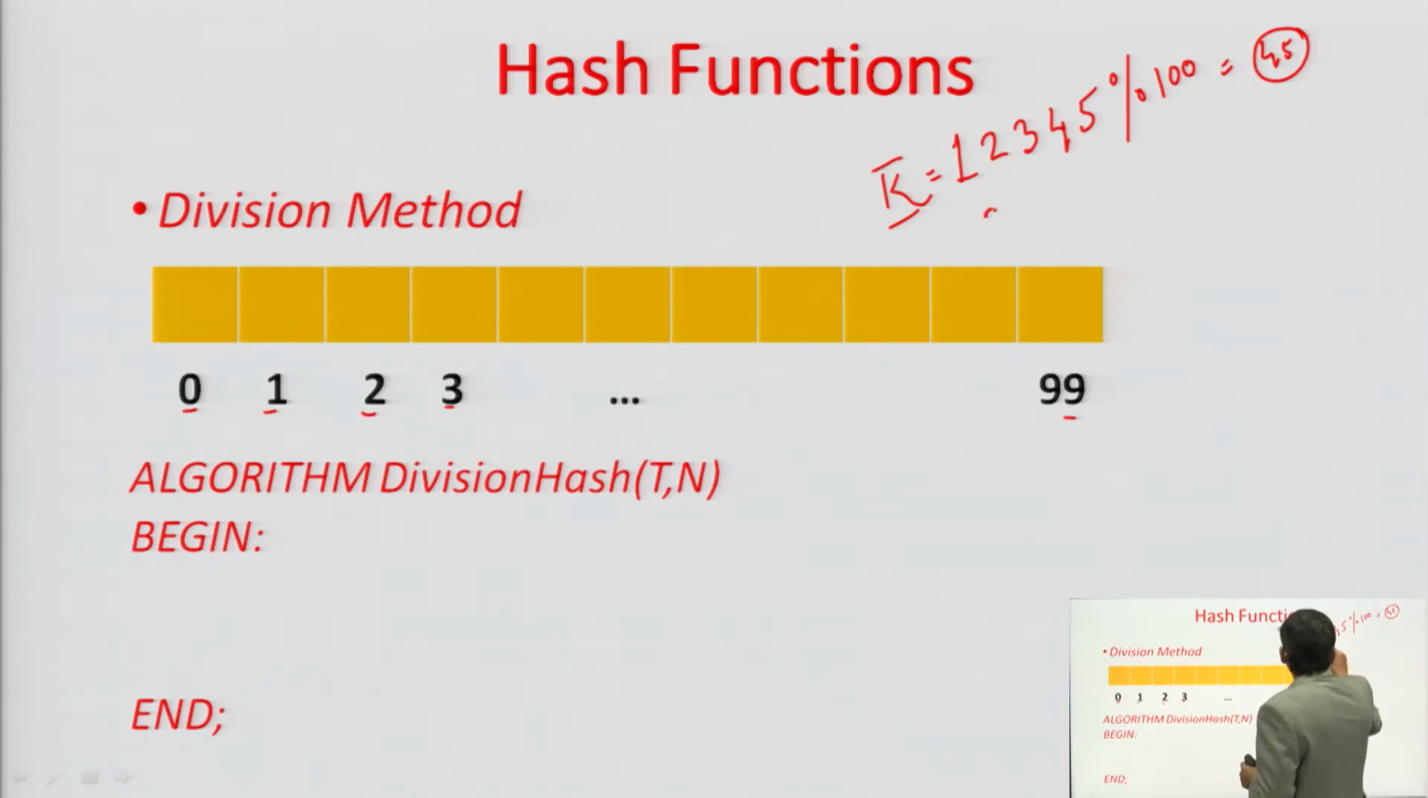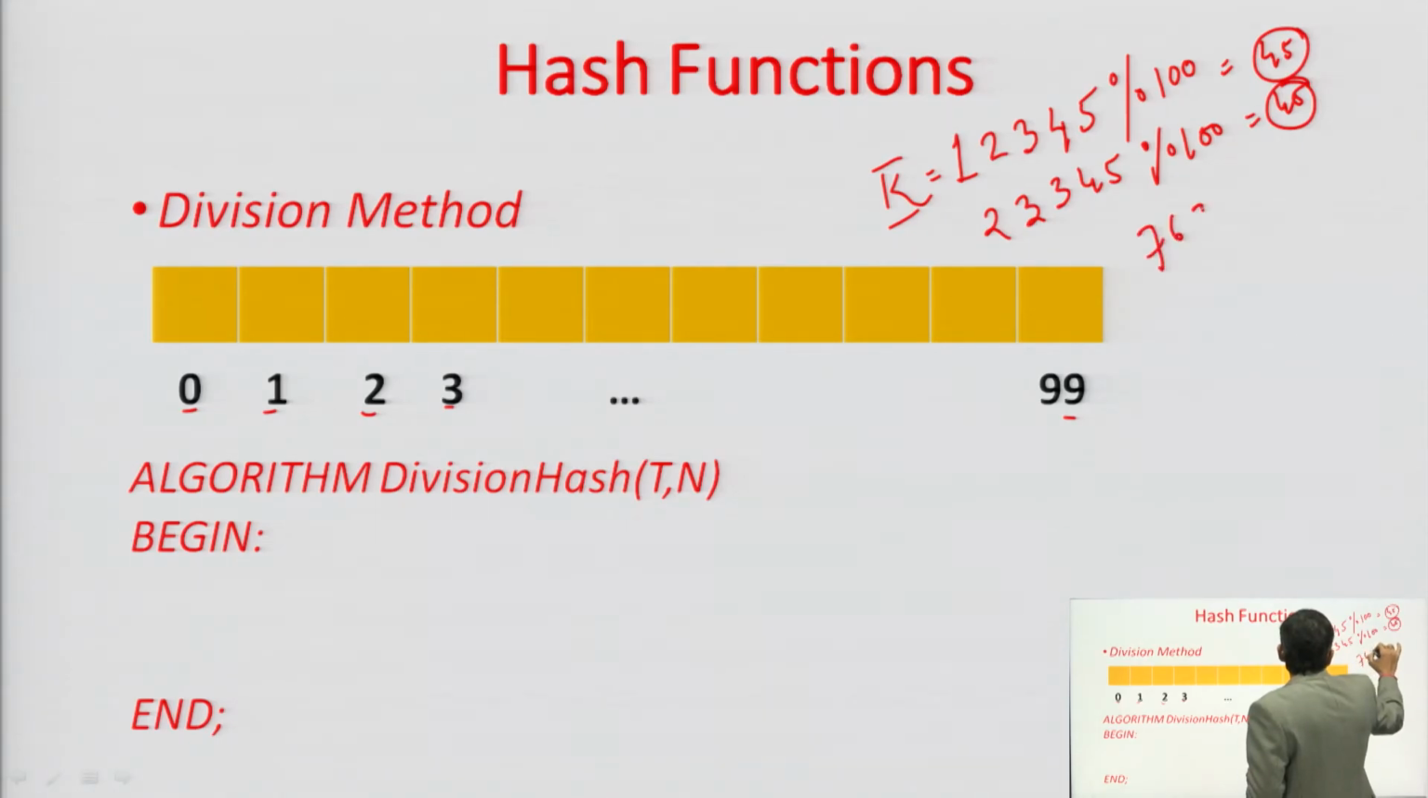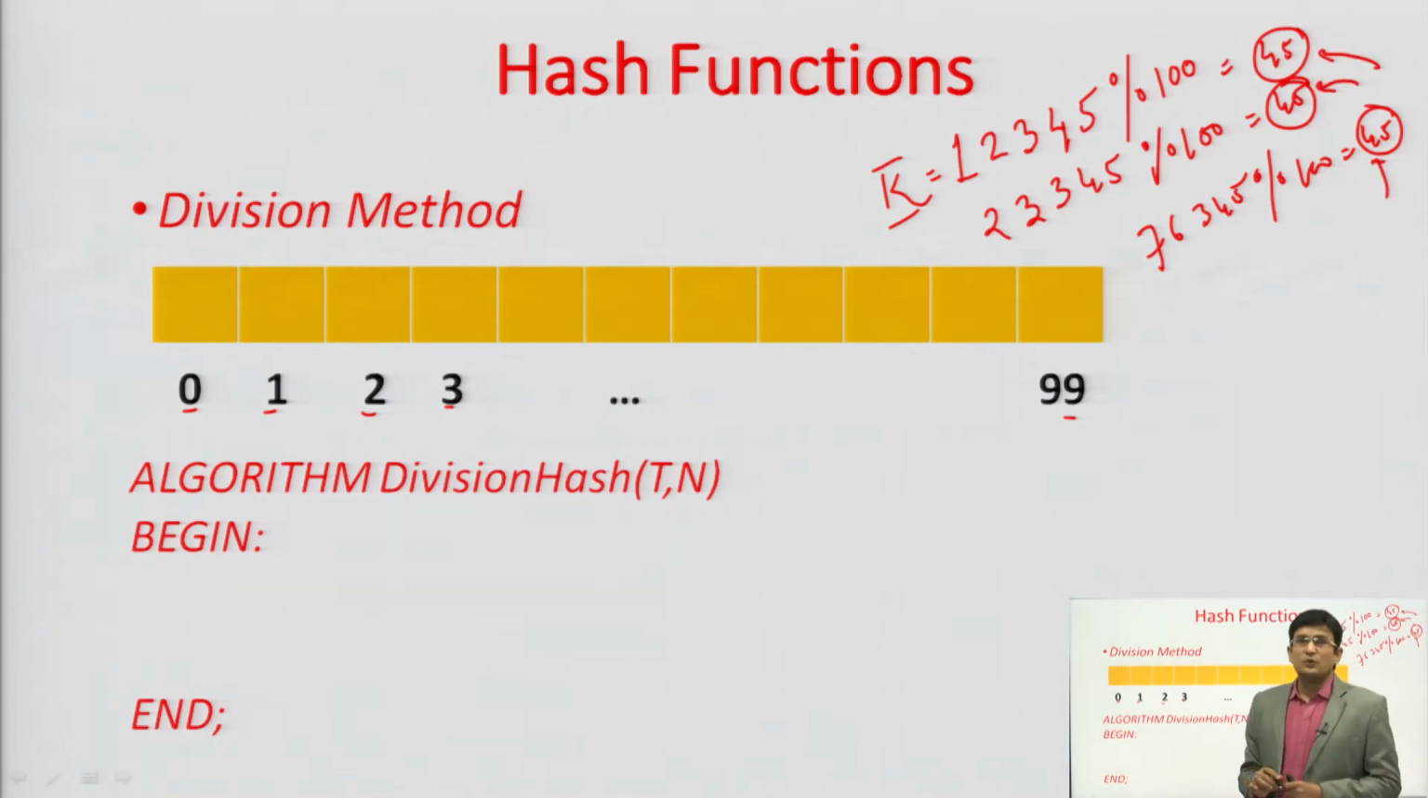But now suppose you have a number like 23345, this is the key. In case you take the modulus of this number with 100, this will again come out to 45. If you have a key like 76345 and you take a modulus of this number with 100, then this number will be 45. So, you can see that all these keys will map to the same location. That actually is a collision, because many of the key values are having the same hash address. This actually is not possible. We cannot store all these keys at the same location.